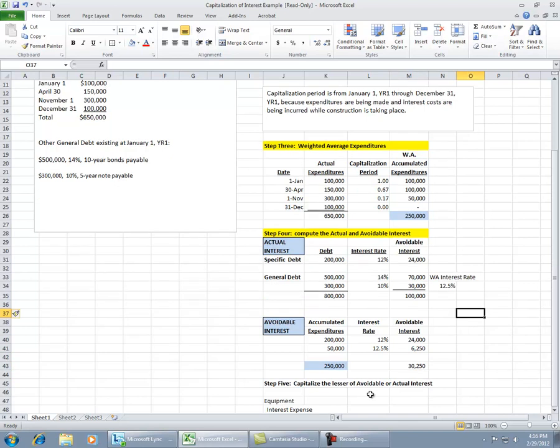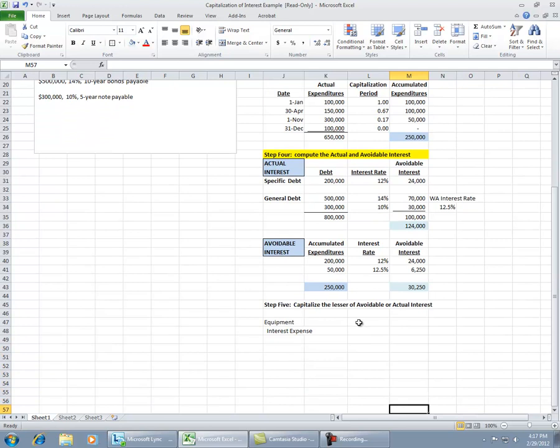In our last step, we're going to compare the avoidable interest and the actual interest. The avoidable interest is the $30,250. The actual interest is the total of the $24,000 plus the $100,000. We want to capitalize the lesser of the two. Obviously, the lesser of the two is the $30,250. The $30,250 is going to be capitalized as equipment, and assuming that we already expensed that interest as we paid it, we would take it out of interest expense, so we would credit interest expense for that $30,250.